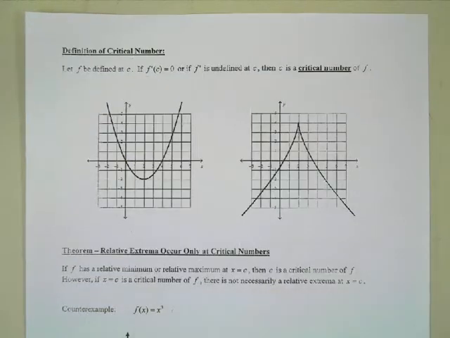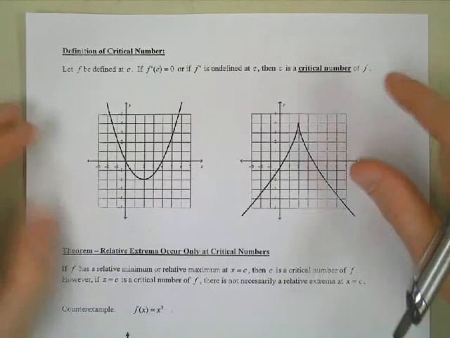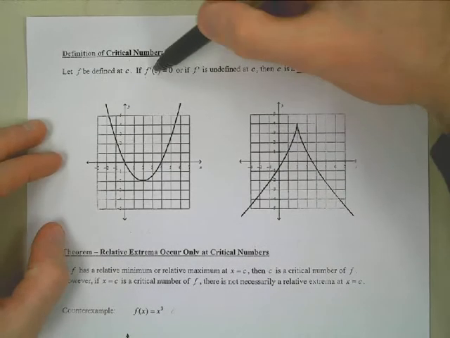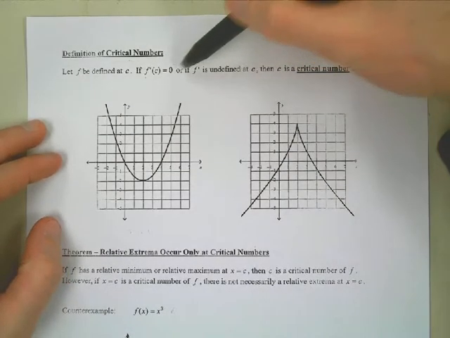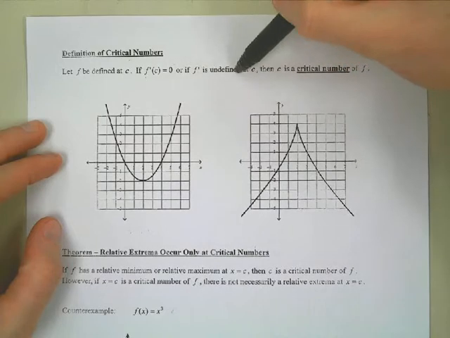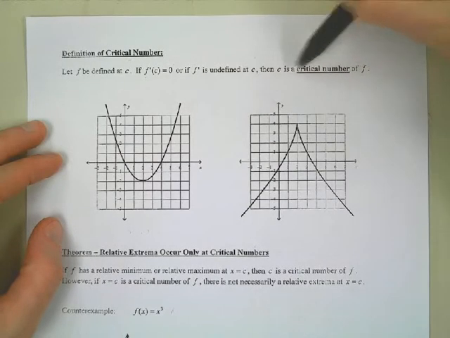And we're back into this, and now we're talking about the definition of a critical number. So let f be defined at c, that means f works at c. If f prime of c equals 0, or if f prime is undefined at c, then c is a critical number of f.